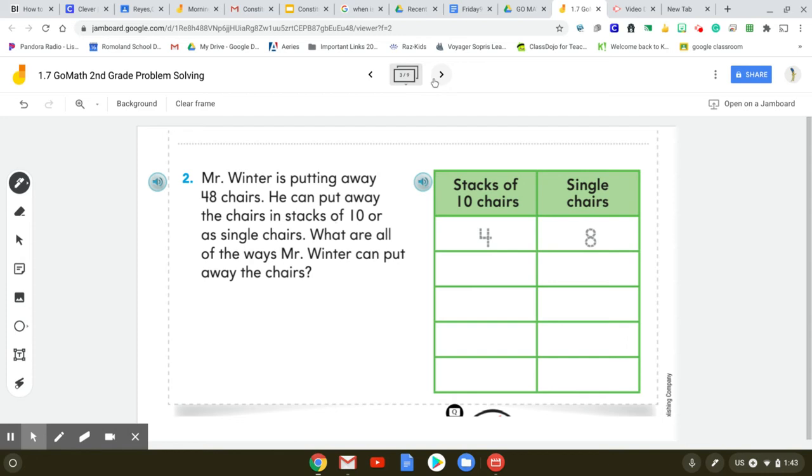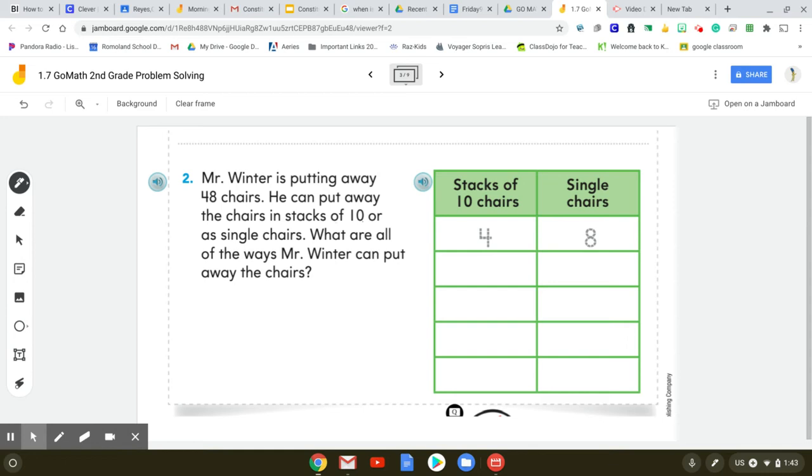Okay, let's try another problem. Number 2 on page 38. Mr. Winter is putting away 48 chairs. He can put away the chairs in stacks of 10 or as single chairs. What are all the ways Mr. Winter can put away the chairs?